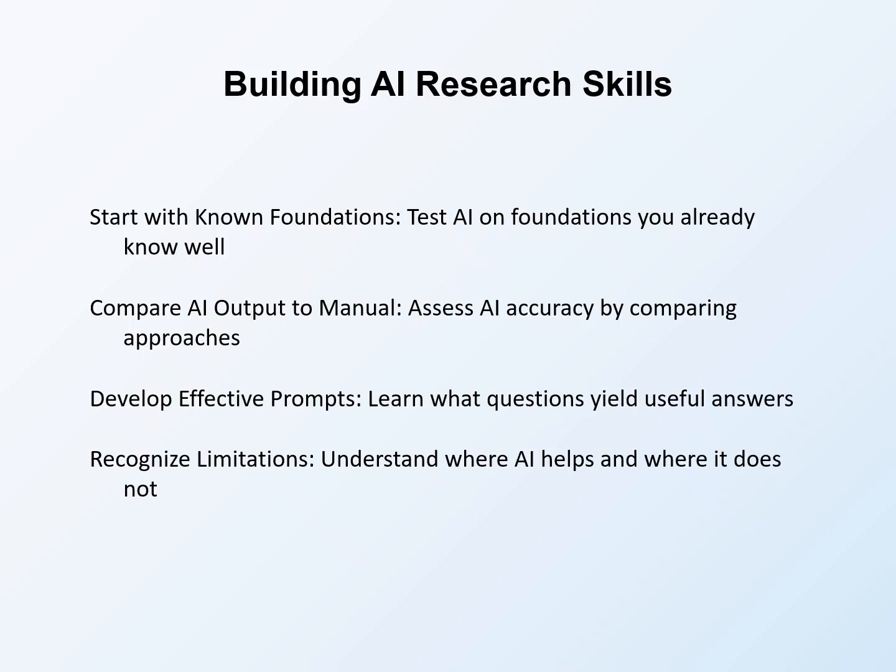Develop effective prompts by learning what questions yield useful answers. Experiment with different prompt approaches. Note which produce helpful responses and which do not. Build a repertoire of prompts that work well for your research needs. Recognize limitations by understanding where AI helps and where it does not. AI may excel at certain tasks like statistical calculations, while struggling with others like nuanced fit assessment. Understanding limitations helps you deploy AI effectively.